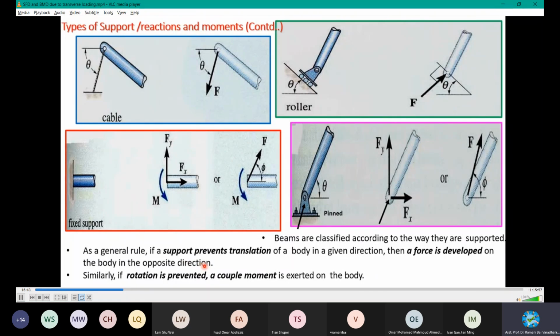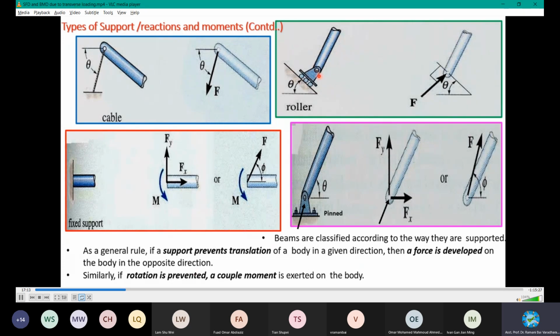The member will try to provide an equal and opposite force to the restrainment, to the force acting on it. Similarly, if rotation is prevented, a coupled moment is exerted on the body. So in both ways, it may be a force or a moment. In both cases, the member will respond in the same direction, opposite, with equal magnitude.